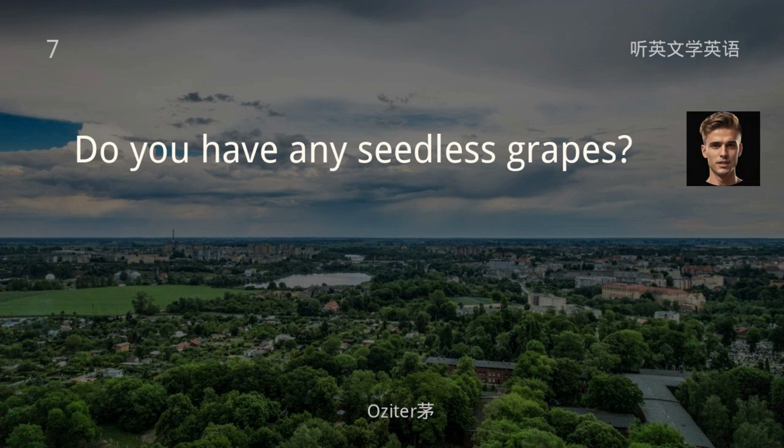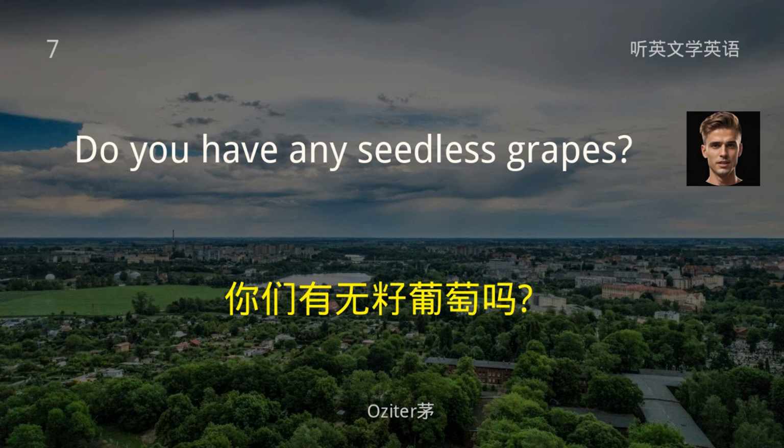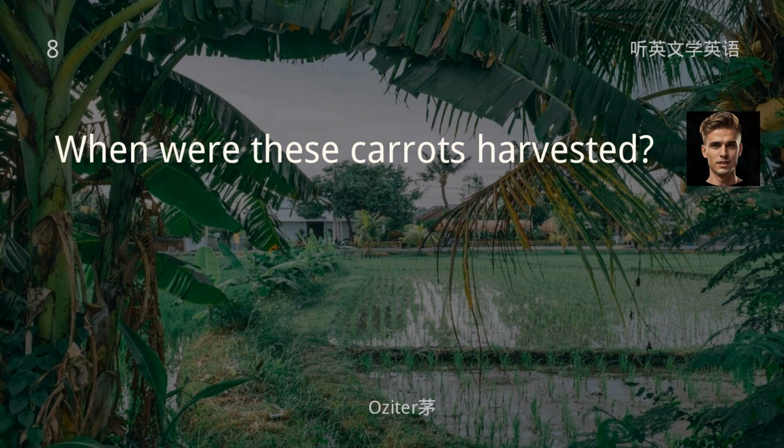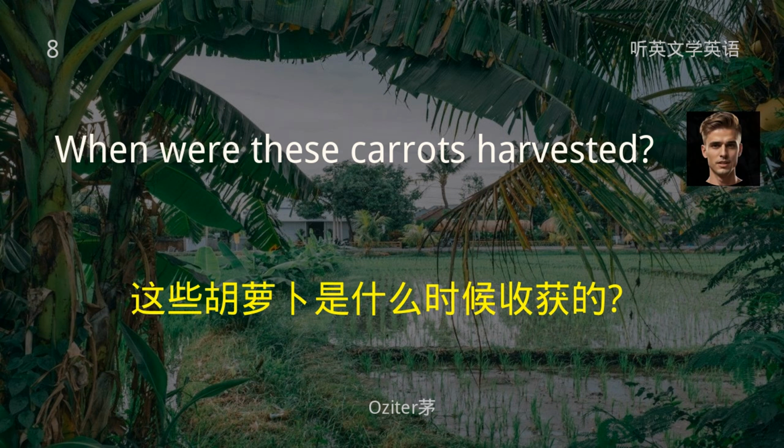Do you have any seedless grapes? 你们有无籽葡萄吗？ Do you have any seedless grapes? When were these carrots harvested? 这些胡萝卜是什么时候收获的？ When were these carrots harvested?